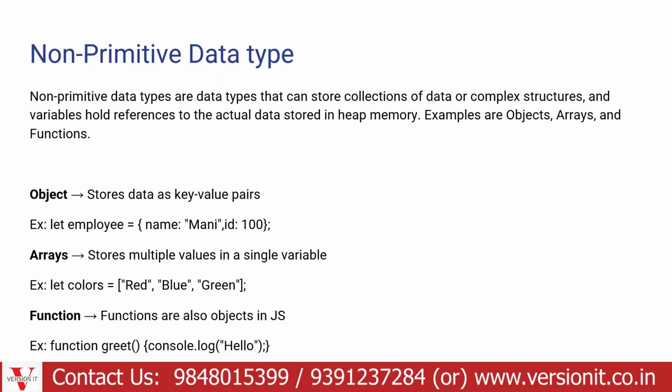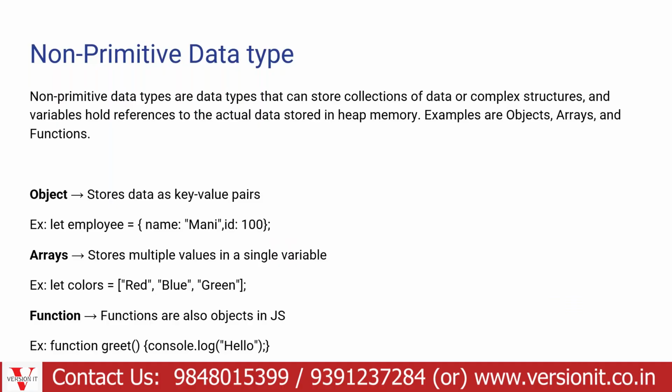In the same way, employee name. Let's assume name is equal to money. So employee name is the key, and the value is nothing but money. Like this, you will be able to store complex data in an object, in the form of key and value pairs.